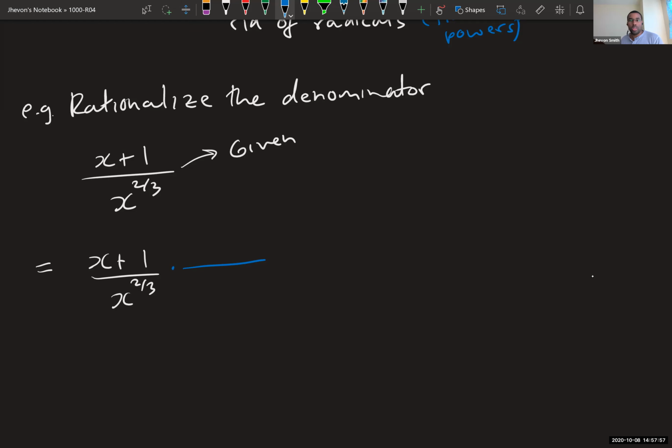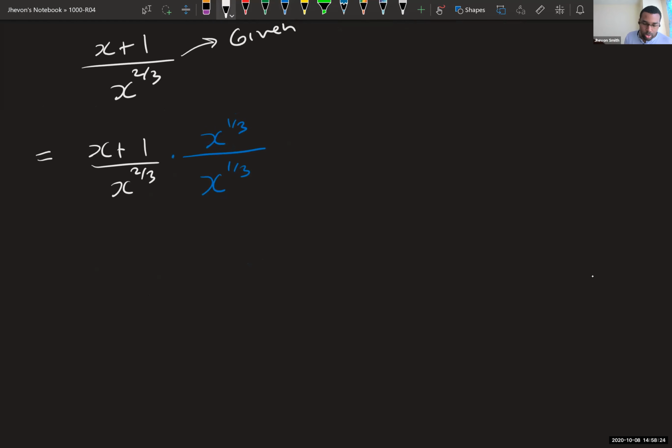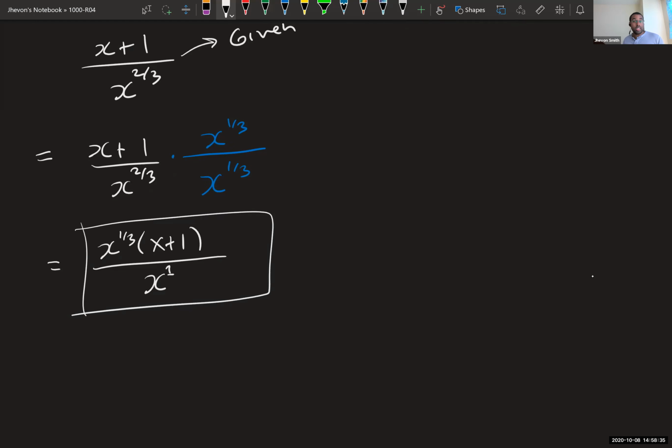Well, what's the closest whole number power to 2/3? The closest whole number to 2/3 is what? 1. It's 1. What would I need to multiply by if I want the power of x to become 1? 1/3. Well, not 1/3, x to the 1/3, right? So you can multiply by x to the 1/3 over x to the 1/3. Why? Laws of exponents. If I add the powers, that's going to give me the new power. So that is going to become, in the denominator, x to the 1. And then in the numerator, I would have x to the 1/3 times x plus 1, right? So that now is rationalized. At least the denominator is rationalized.